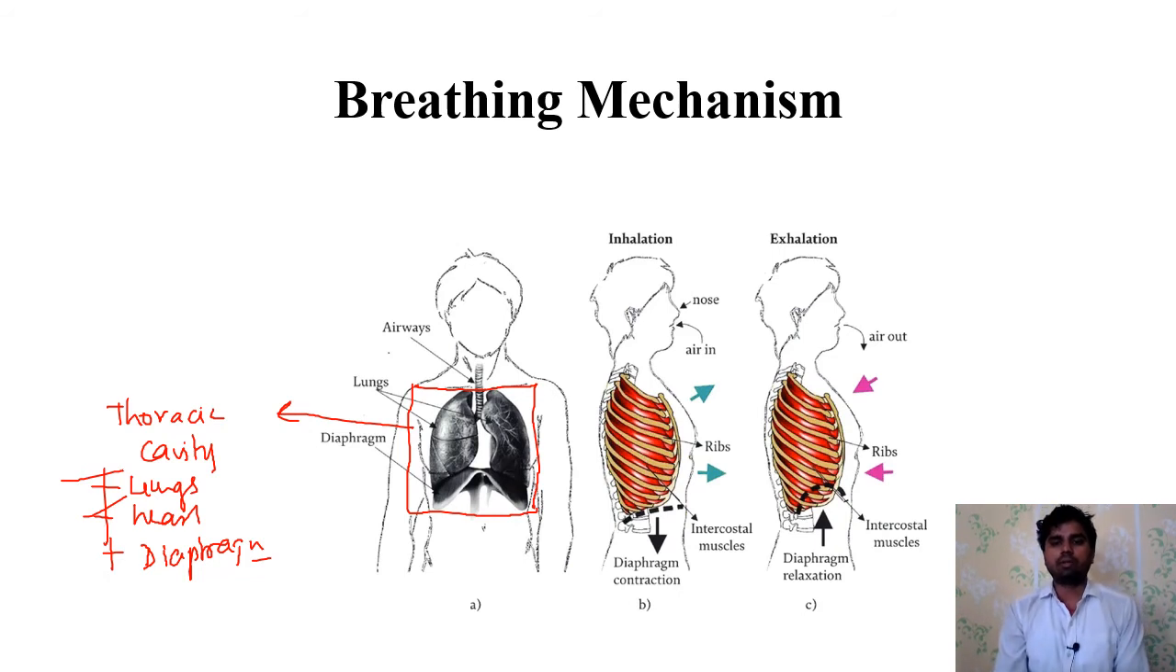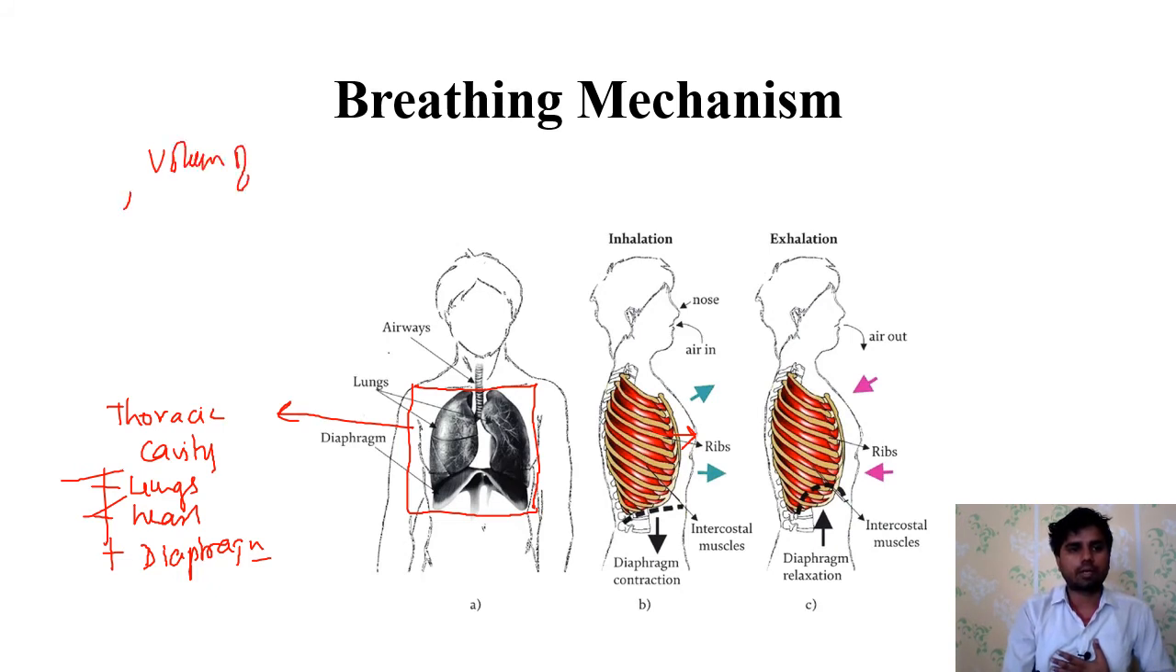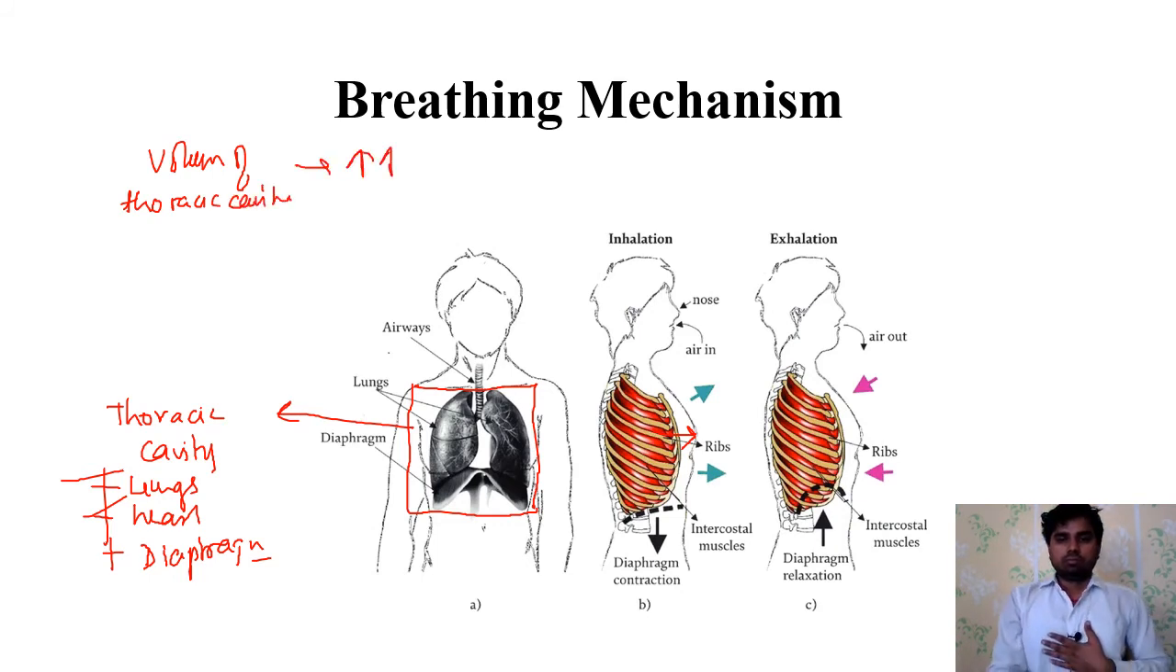Now you have to do one thing. You have to inhale the air, place your hand over your chest and tell me what is happening. Okay, so you can see here that this rib cage, or we can say the thoracic cavity, has increased its capacity. The volume of the thoracic cavity has increased. See, has it increased or not?